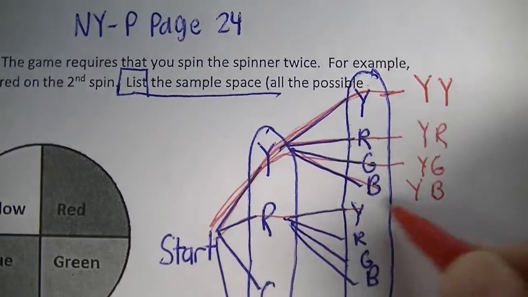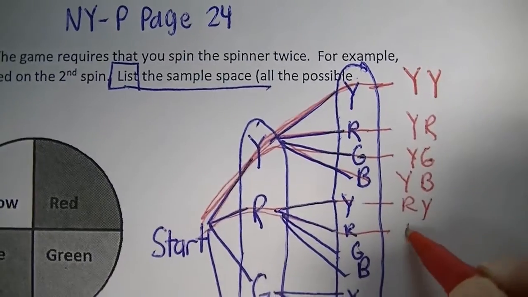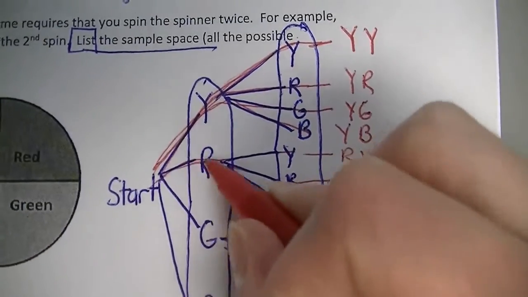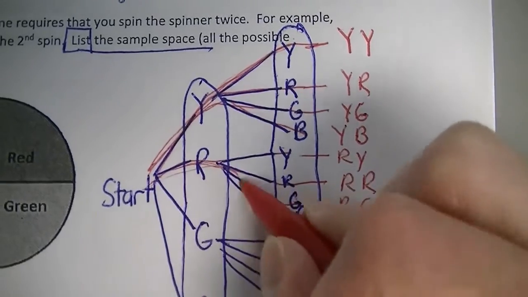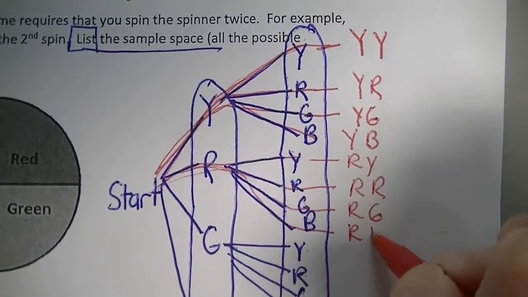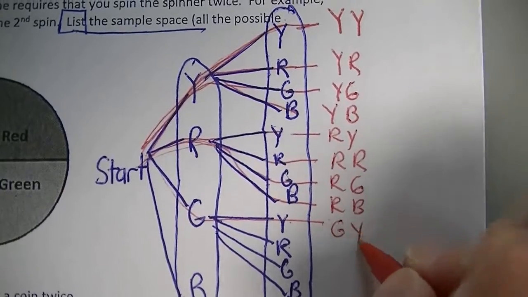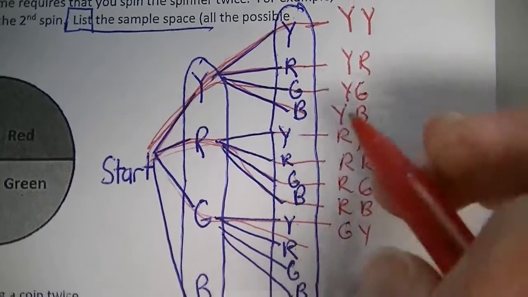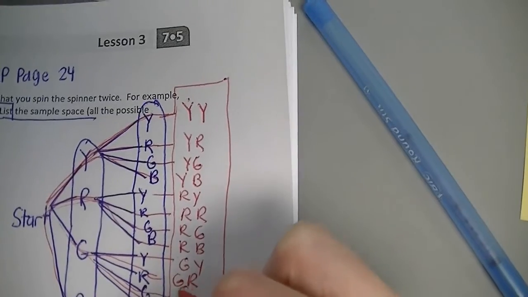Could have landed on red and then yellow. Could have landed on red and then red again. Red and then green. Could have landed on red and then blue. Could have landed on green and then yellow. Green and then red. And then green and green.